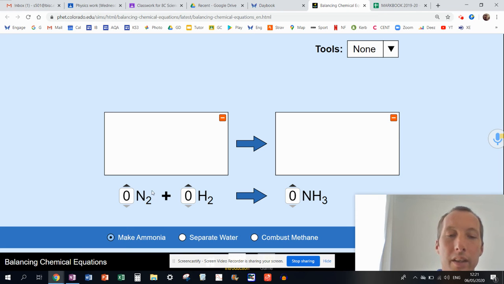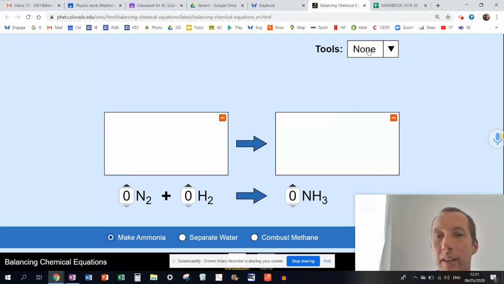Now, this reaction involves nitrogen, N2, which is another diatomic gas, reacting with hydrogen, H2, another diatomic gas. They come as pairs, giving ammonia. Ammonia is NH3. Now notice, the simulation will not let me change the formula of N2, H2, or NH3. The only thing I can do is muck around with how many there are.